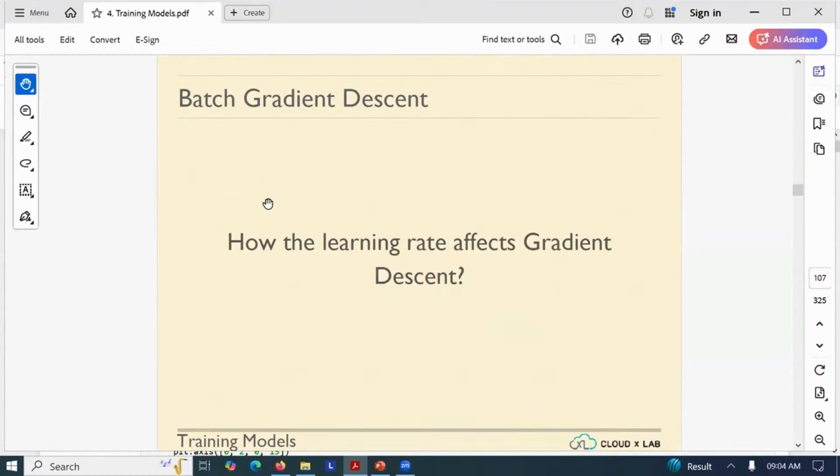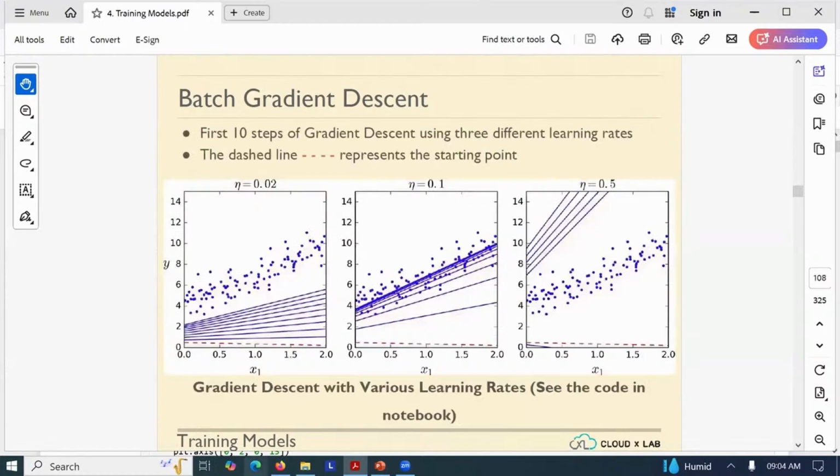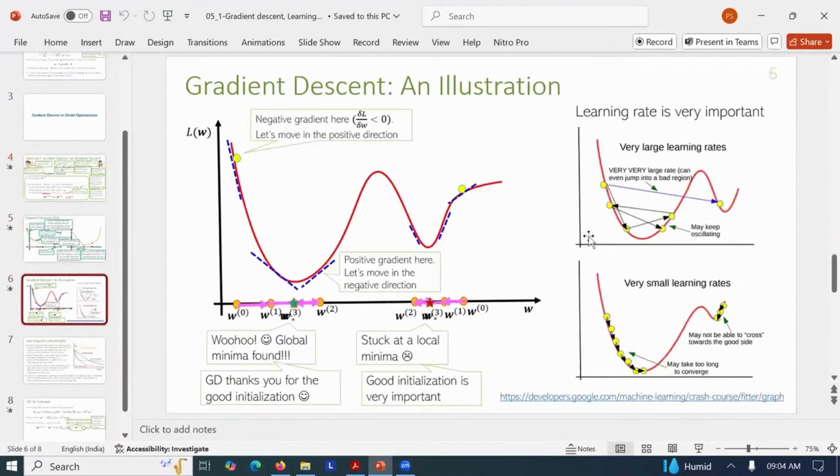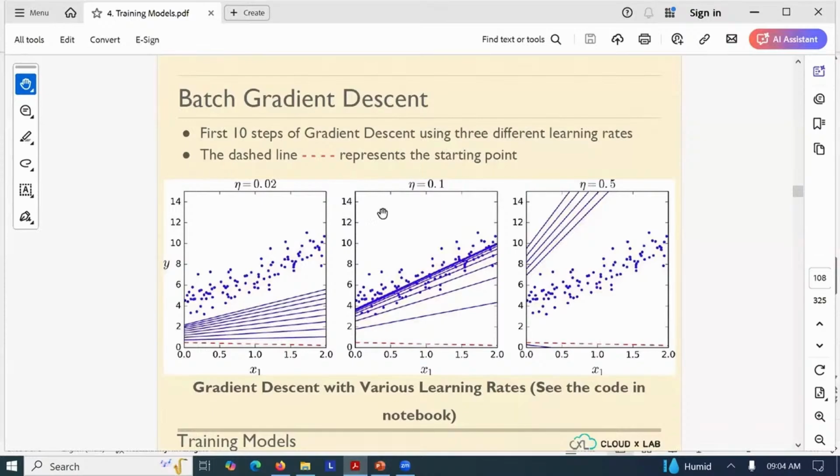Okay, now let's discuss how the learning rate affects gradient descent, right? I have already covered this part and shown this visualization. If you choose a very small value for the learning rate, it will take a longer time to reach this position, right? If the learning rate is very high, it will start oscillating, right? So these examples I have already covered.